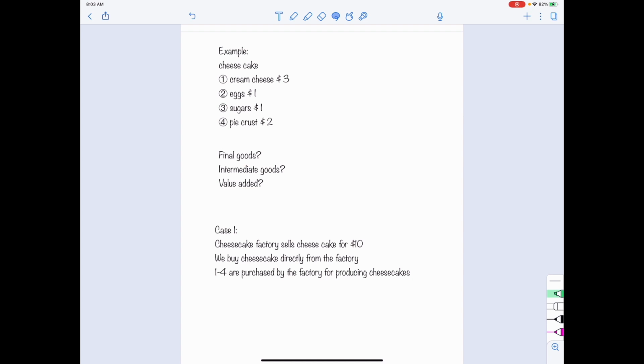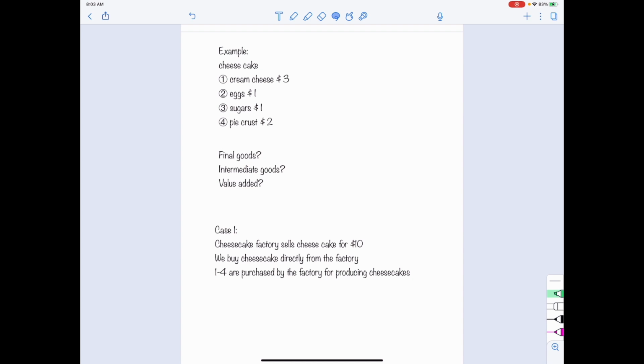Then what are the intermediate goods? We define the intermediate goods as the goods that are produced by one firm and used as an input by another firm. In this case, the cheesecake factory buys the cream cheese, egg, sugar, and pie crust, and then they use those to produce the cheesecake.